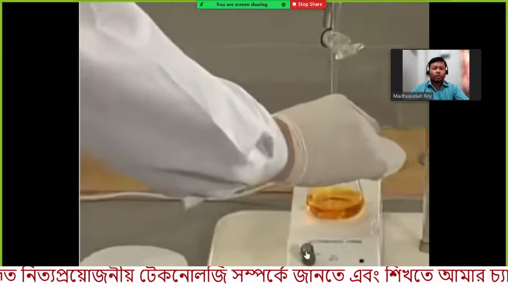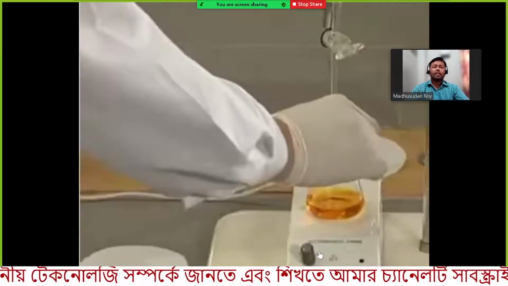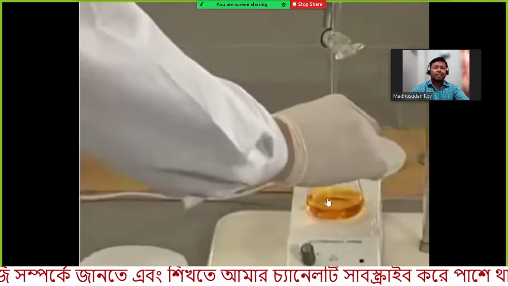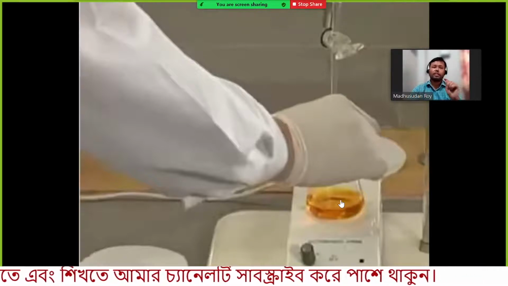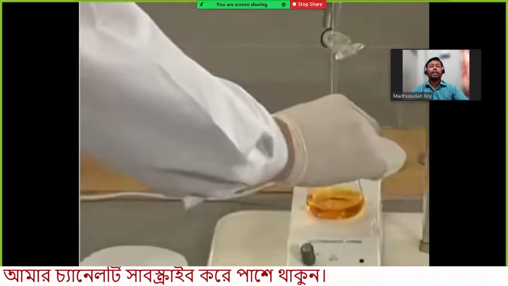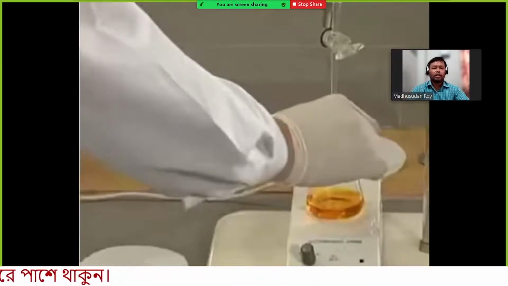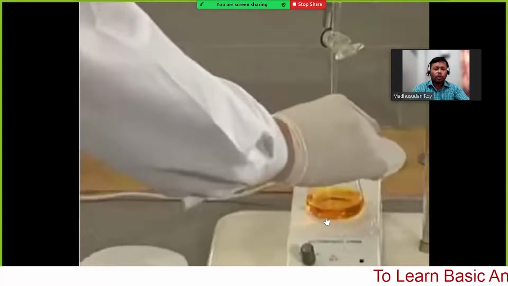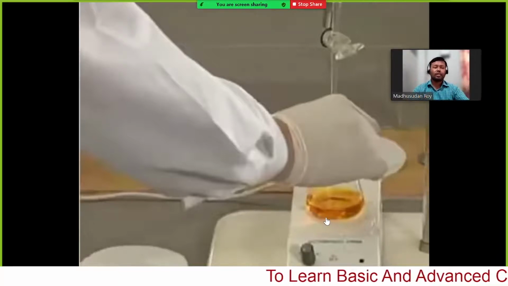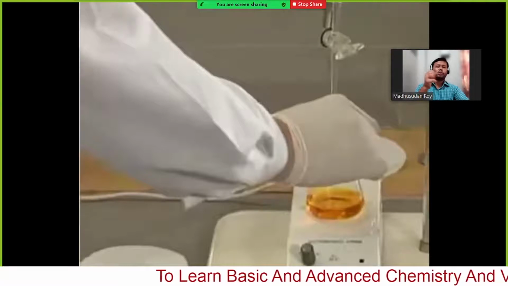If you turn on this magnetic stirrer, what will happen? Inside the conical flask there is a magnet that has been kept. We may not have one, so you can use your hand to shake, but he is not using his hand, he is using a magnetic stirrer instead. He has put the magnet in and turned on the magnetic stirrer, and it will automatically circulate the solution, so he doesn't need to use his hand.